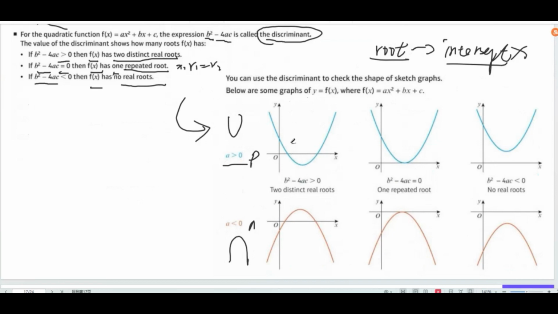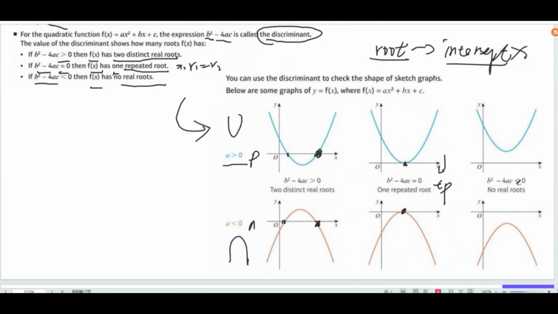So here, if the discriminant is greater than 0, there are two roots. If the discriminant equals 0, there will be one root. Here, this one root can be what we learned last session, the turning point.